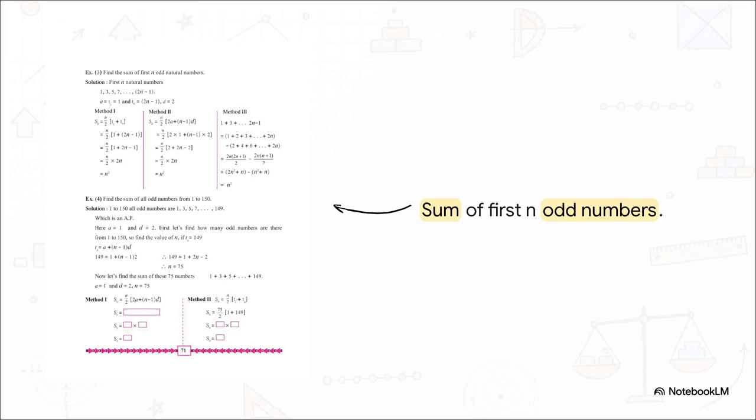Let's put that to the test with example 4. We want the sum of all odd numbers from 1 to 150. Now, pay close attention here, please. You absolutely cannot just use 150 as your n. First, you have to figure out exactly how many odd numbers are actually in that range. Using our nth term formula, we find that 149 is the 75th odd number, so n equals 75. Always find your n first before substituting to find your final sum. Don't fall into that trap.